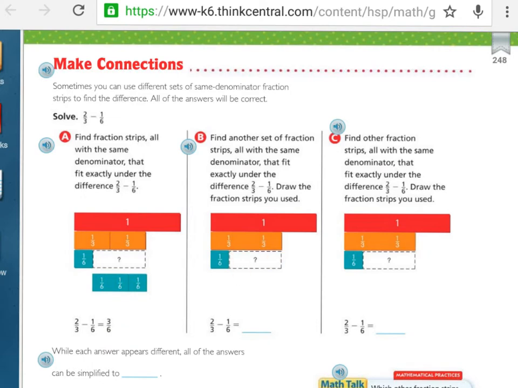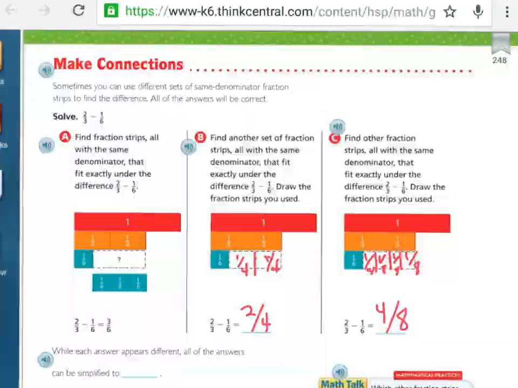Well, what else can I slide up into this hole? I could use 4ths in the hole, right? So I'd have 2/4 as my answer. I could also use 8ths, right? And I'm only doing this because I don't have the tiles with me, but when you have the tiles in front of you, you could see that 4 8ths would easily fit under there, so that would be 4/8.